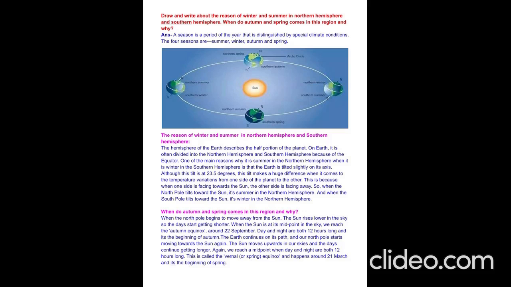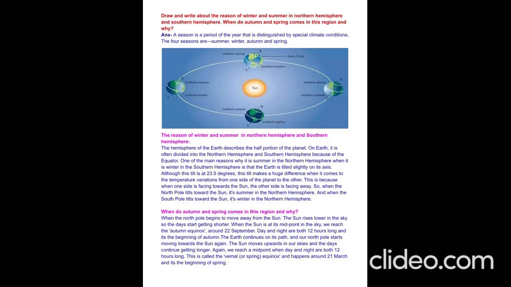One of the main reasons why it is summer in the Northern Hemisphere when it is winter in the Southern Hemisphere is that the Earth is tilted slightly on its axis. Although this tilt is at 23.5 degrees, this tilt makes a huge difference when it comes to the temperature variations from one side of the planet to the other. This is because when one side is facing towards the sun, the other side is facing away.